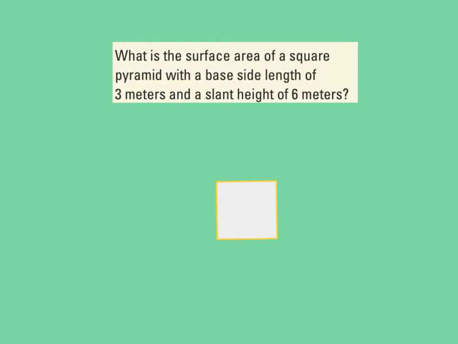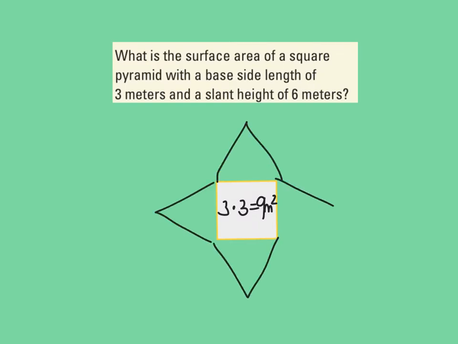So here's an example of a problem you might see. What is the surface area of a square pyramid with a base side length of 3 meters and a slant height of 6 meters? So when I think about that for my square, if I have 3 meters, the area of this square would be 3 times 3 or 9 meters squared. And then if you picture this as a net, I know, my fabulous drawing, you're probably missing it. That looks a little more like a flower, but anyway, there are my triangles. And so I have 4 lateral faces.